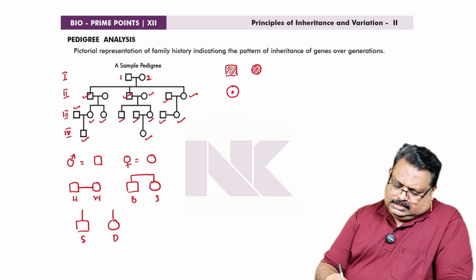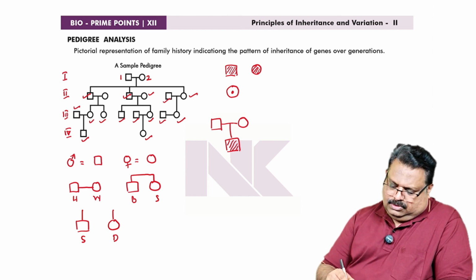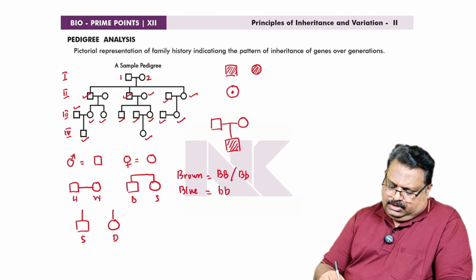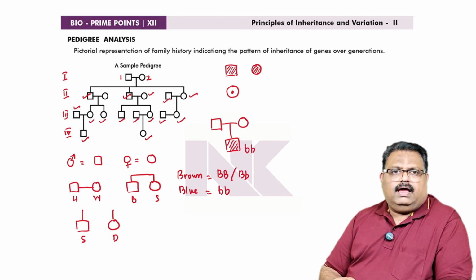Now, for example, there is a sample pedigree: a father, mother, and a son having a particular character, for example, blue eye color. The brown eye color is the dominant one. It may be capital B capital B, or capital B small b. Blue eye color is recessive, small b small b. Here you can see that the son has a blue eye, that means the genotype will be small b small b. But both of the parents have brown eyes. So what may be the genotype of the parents?